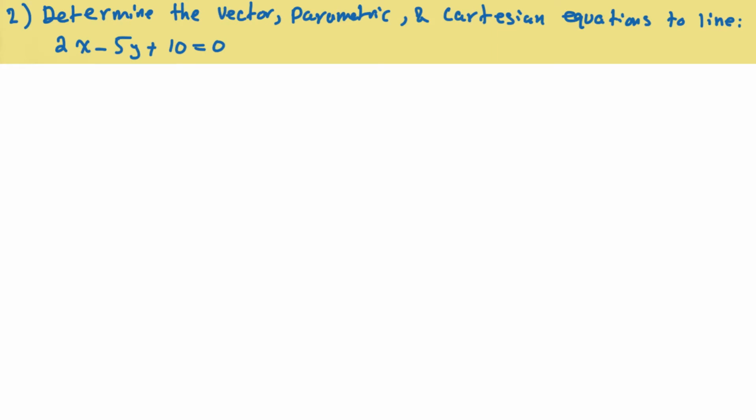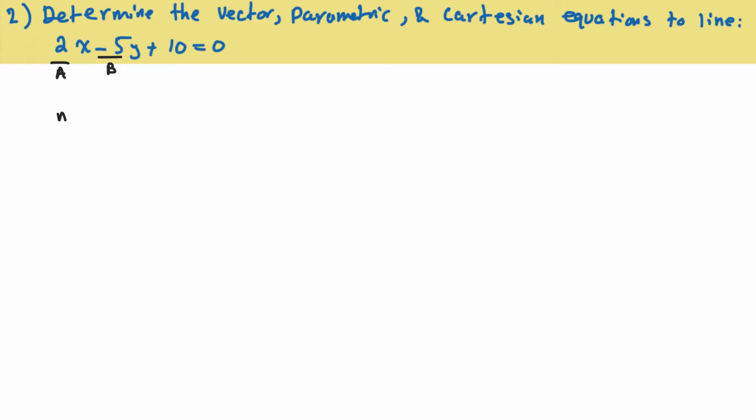For the next question, we're asked to determine the vector, parametric, and Cartesian equation to the line 2x minus 5y plus 10 is equal to 0. So the form that we're given the equation is the scalar form, and this is nice because it gives us one very big piece of information based on our a and b values, which are coefficients of x and y.